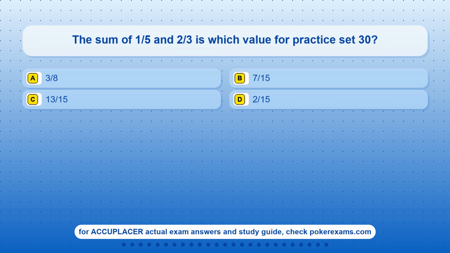Question 9. The sum of 1/5 and 2/3 is which value for practice set 30? Option A, 3/8, option B, 7/15, option C, 13/15, option D, 2/15.